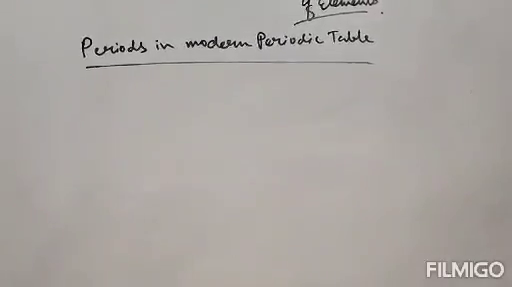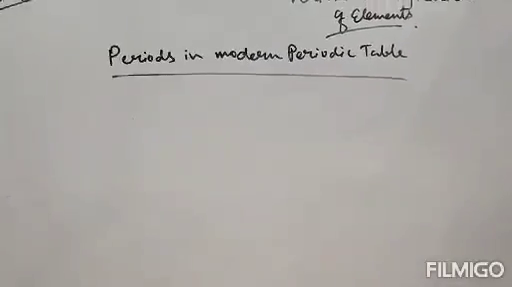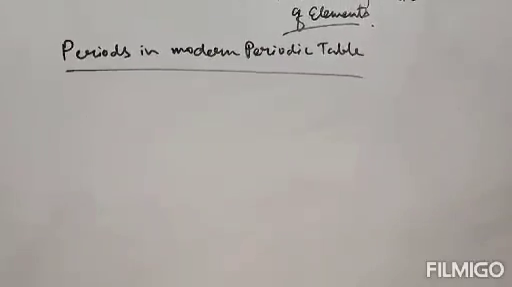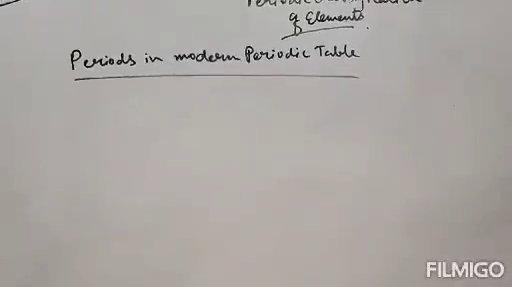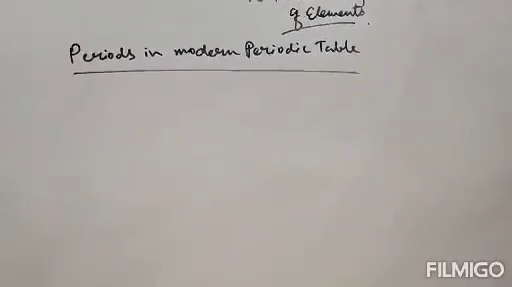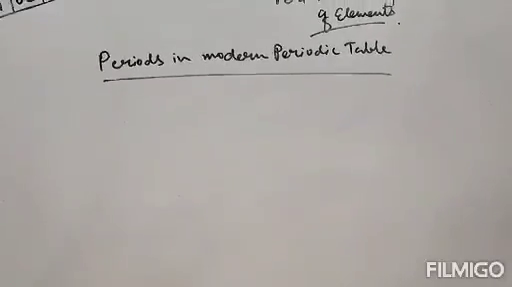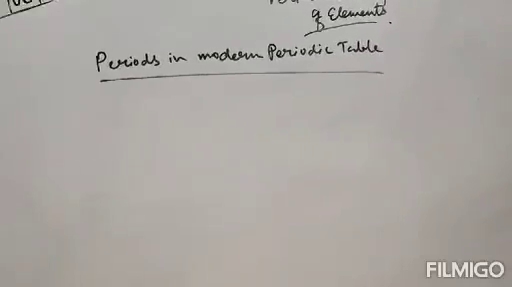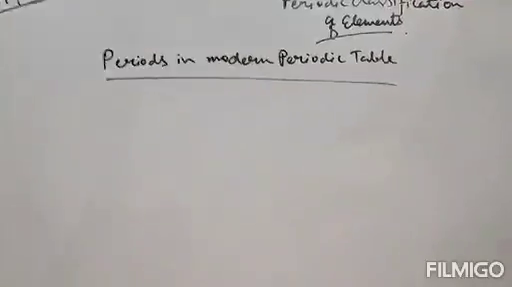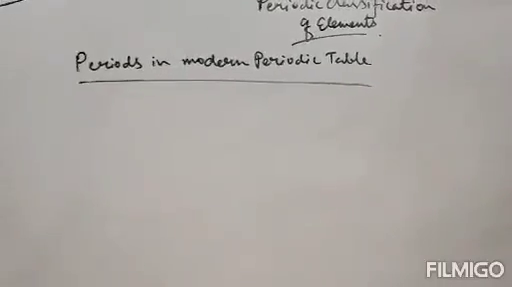Now these elements present in the same period have the same number of shells, and this number of shells is equal to the period number. On moving from left to right in a given period, the number of electrons in the valence shell will increase, but only up to 8, from 1 to 8, and the number of shells will remain the same. As the number of shells remains the same, the period number is also fixed.